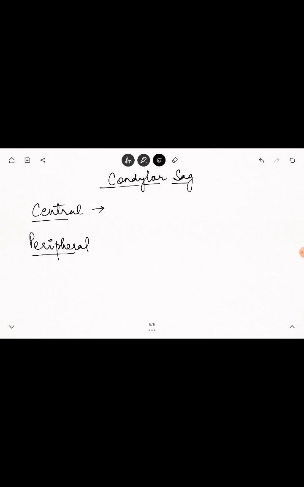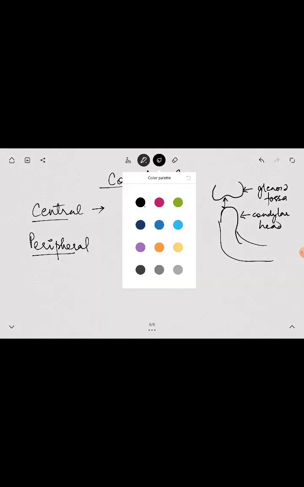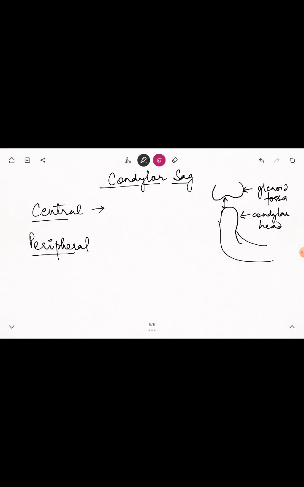In case of central condylar sag, what happens is that suppose this is your glenoid fossa and this is your condylar head. Okay, this is your mandible. So in this case, there is a gap between these two, okay? There is a gap between the glenoid fossa and the condylar head.